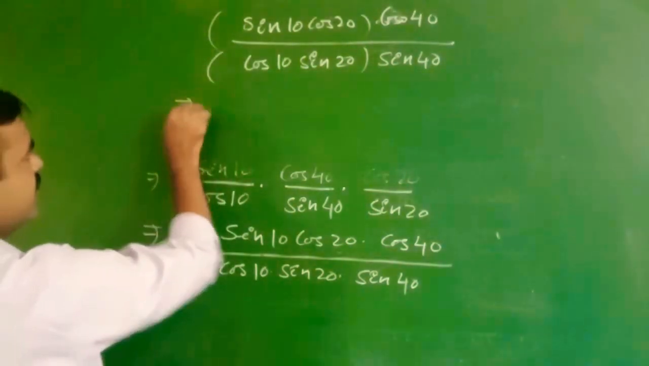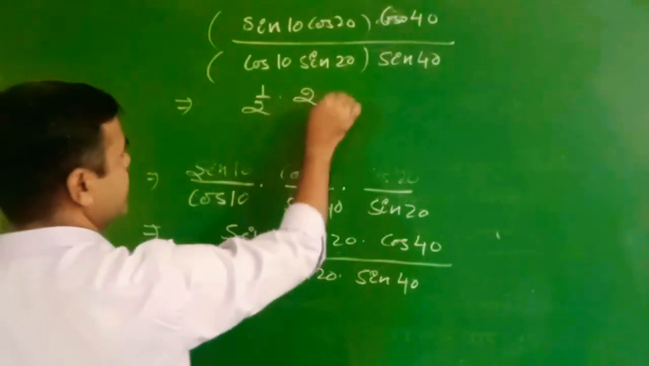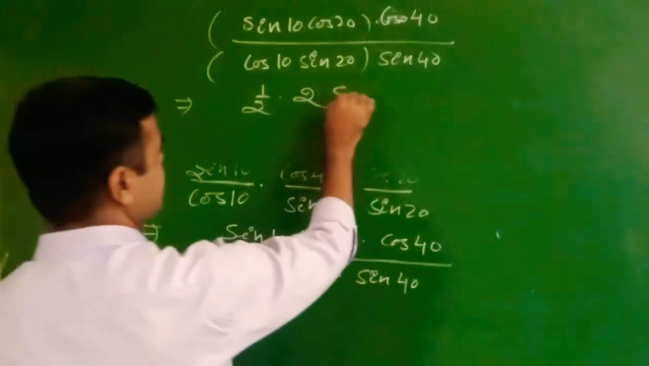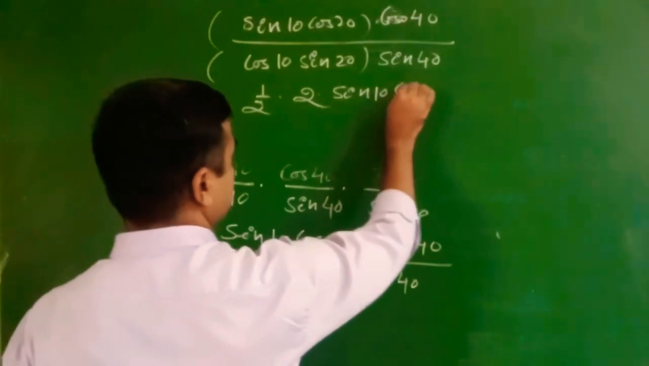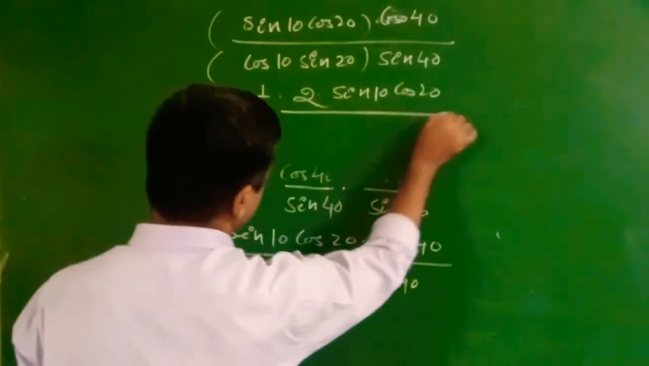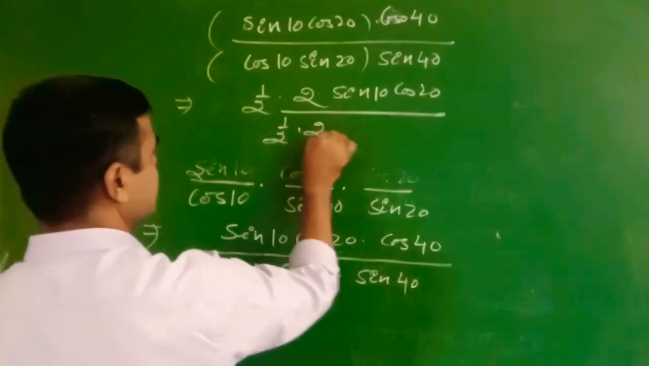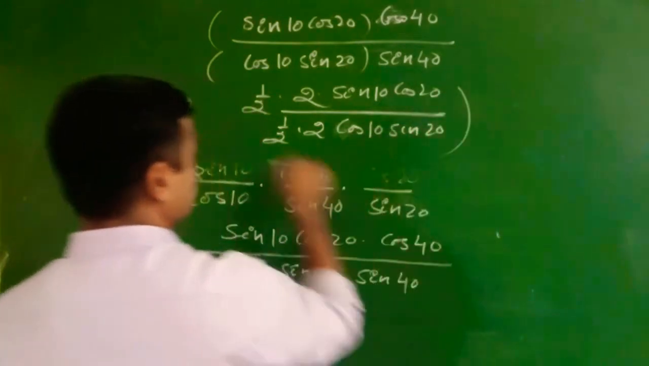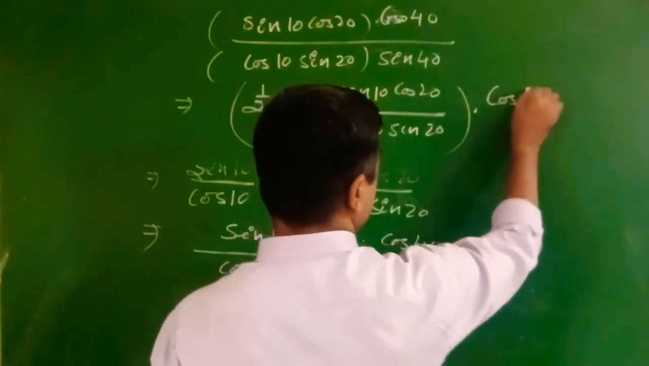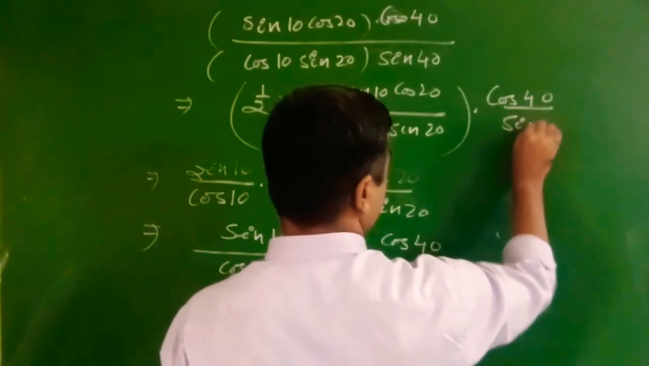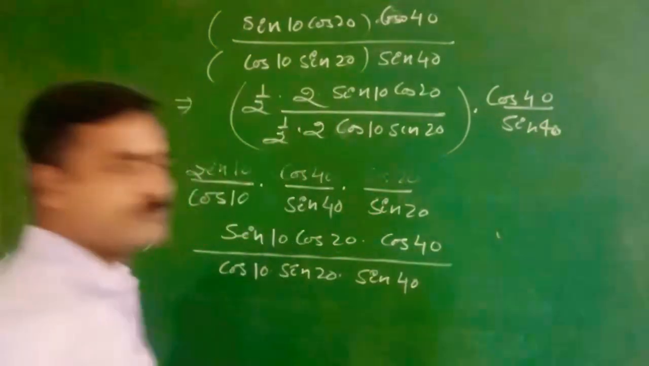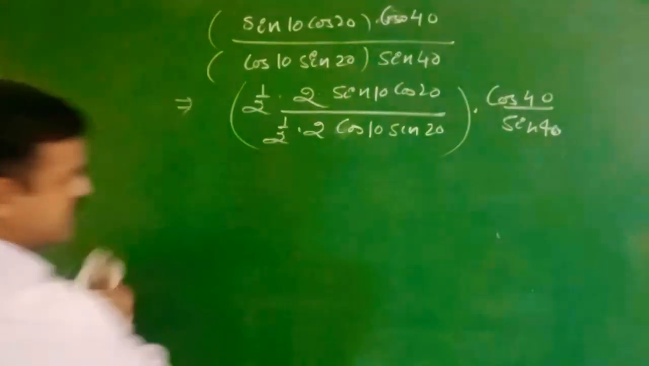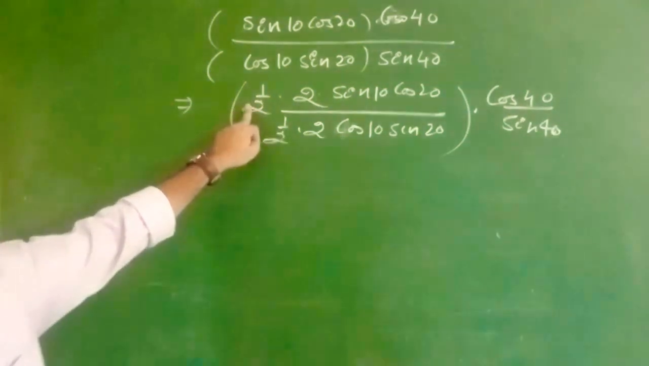Just multiply by 2 and divide by 2, and divide by 2 and multiply by 2. So 1 by 2 into 2 sin 10 cos 20, again 1 by 2 into 2 cos 10 sin 20, and this is equal to cos 40 and sin 40 as it is. See here, 1 by 2 and 1 by 2 cancel out.